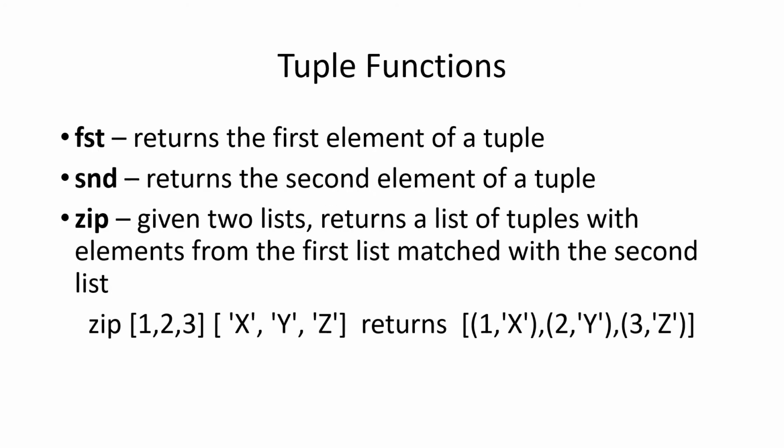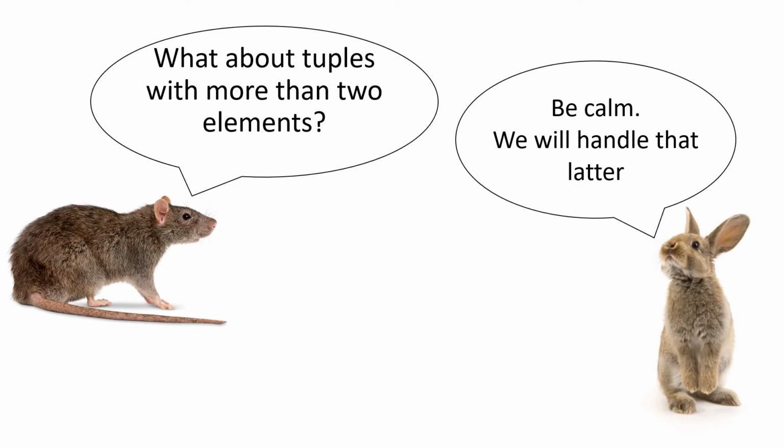There are a couple handy Haskell functions that you can use with tuples. fst gets the first element of a tuple, and snd gets the second element of it. Zip is interesting. Zip will take two lists and create a list of tuples combining elements of both lists. If they're not the same size, it will just truncate after it comes to the end of the shorter list. What about tuples with more than two elements? Be calm. We'll handle that later.